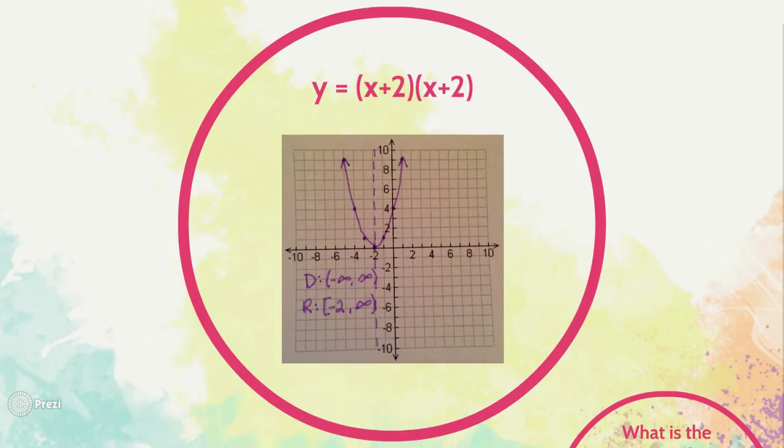And the value of the a also determines the steepness of your parabola. So 1 is like the normal kind of steepness. And you have your domain and range here. The domain is -infinity to infinity, and the range is -2 to infinity.